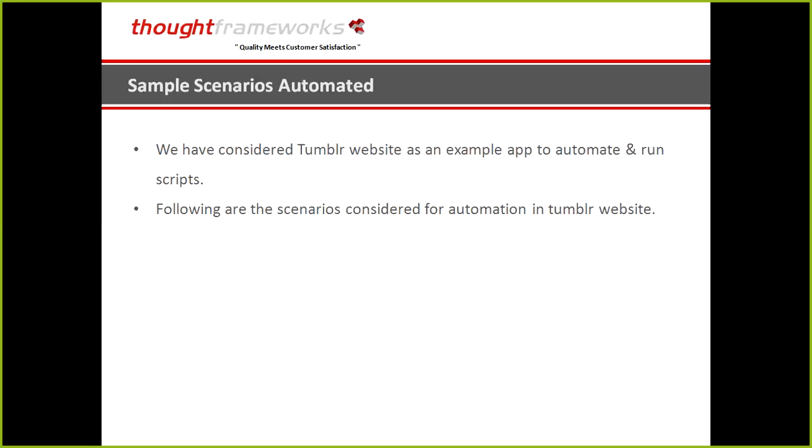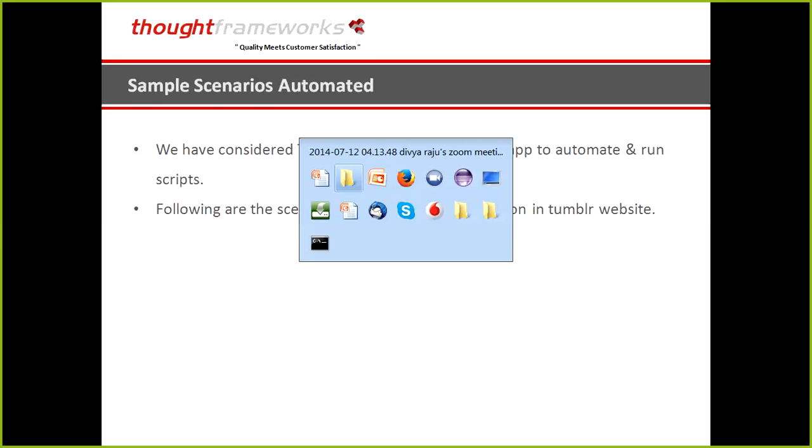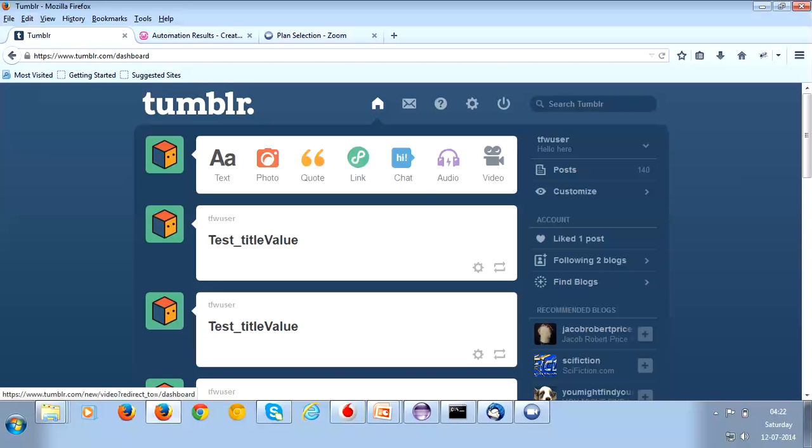Sample scenarios automated. We have considered Tumblr website as a sample example to automate the scripts and run the scripts in different browsers. Let me walk you through the scripts of the application. We have logged into the Tumblr website with valid credentials and we have considered two scenarios. One is critical scenario, another one is the major scenario.